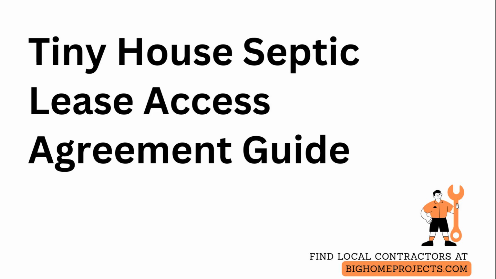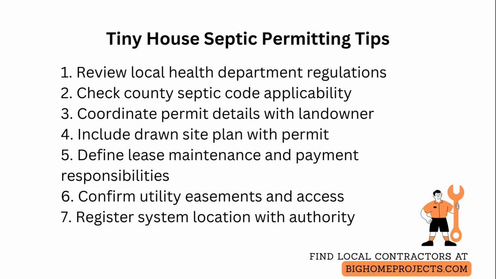Permitting a septic system for a tiny house on leased or shared land requires clear agreements and documentation before any installation or use. Tiny houses often fall into gray areas with local health departments because septic systems are typically permitted to a parcel and a specific dwelling type.